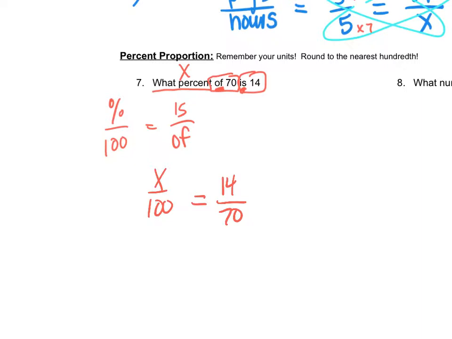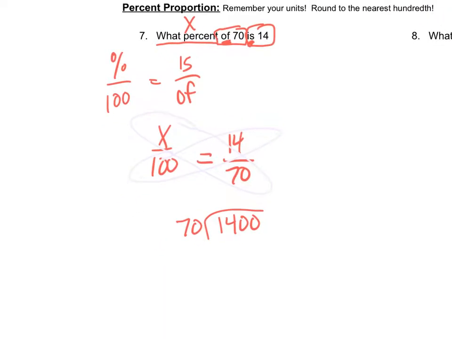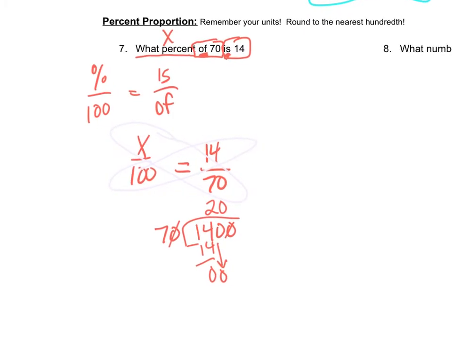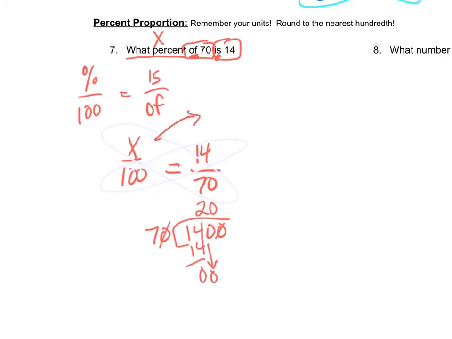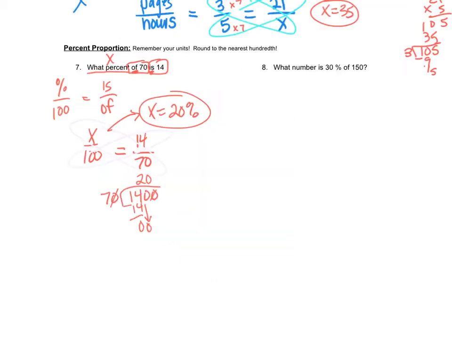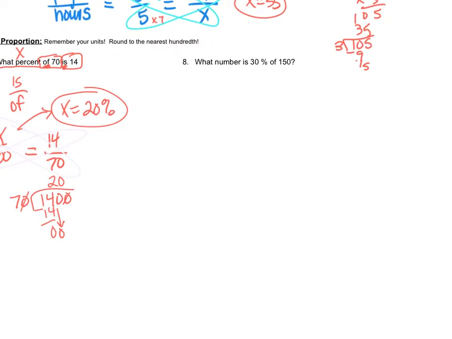And then we can cross multiply. That'd be 100 times 14, then divide. 1,400. So 1,400 divided by 70. Just split 1,400 in half. It's 20. Wait, is it 20%? 20%, yeah, because it asks what percent, so 20%. Okay, last one, number 8.